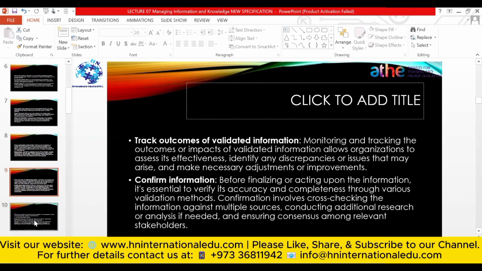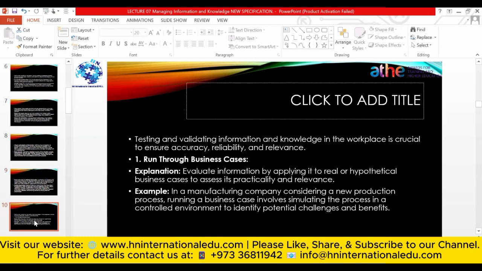Now, we have defined each and every term with the definition. This is going to be according to the question. Testing and validating information and knowledge in the workplace is crucial to ensure accuracy, reliability, and relevance. This is the main purpose why we are conducting testing and validation, because we want to show whether the data which we have gathered is accurate, reliable, or relevant to the project which we are going to conduct. The first one was run through the business cases.